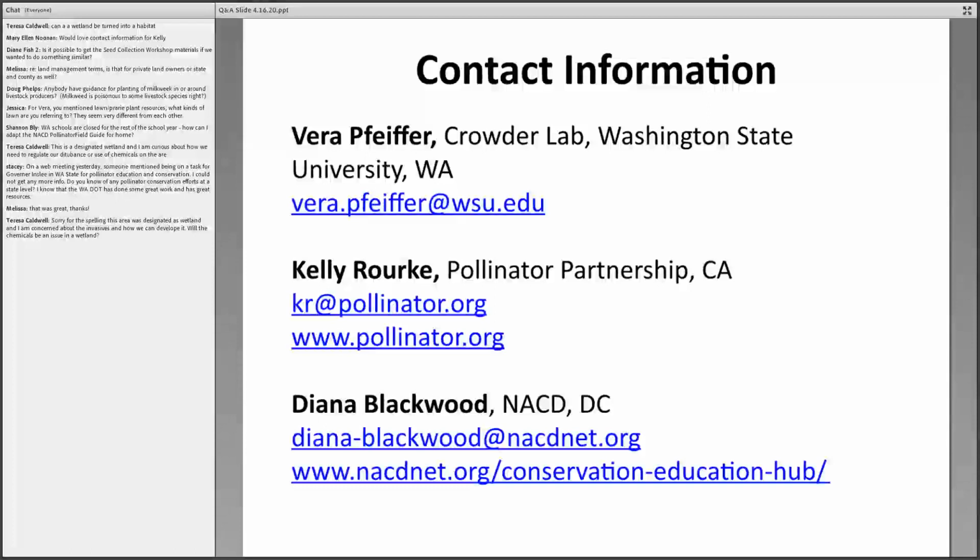She says the wetland area she was referring to was designated as wetland, and she's concerned about the invasives and how we can develop it, I'm assuming, for pollinators. Will chemicals be an issue in a wetland? Anybody want to address that?